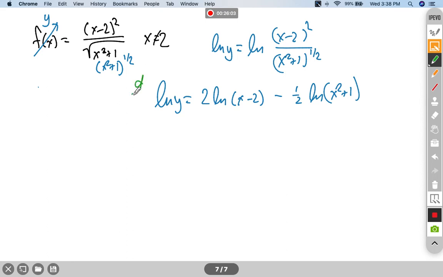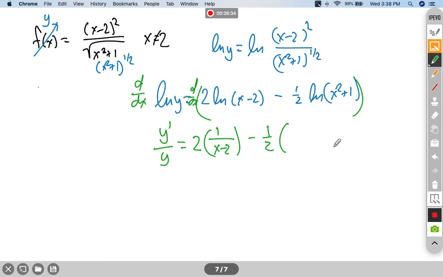Now we're going to take the derivative of each side. And the derivative of the natural log of y is going to be y prime over y. Derivative of here, we got 2 times the derivative of x minus 2, which is going to be 1 over x minus 2. Here we have 1/2. Derivative of x squared plus 1 is 2x. Divide by x squared plus 1.